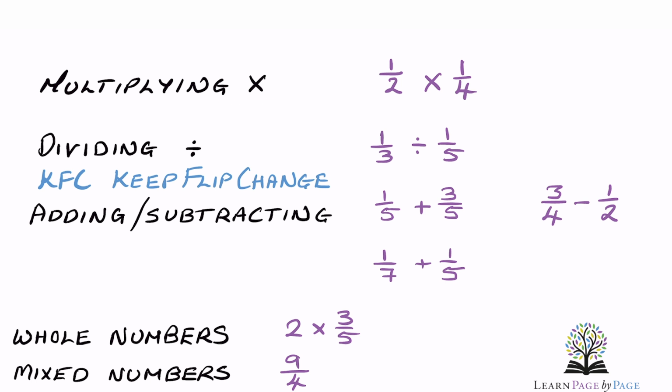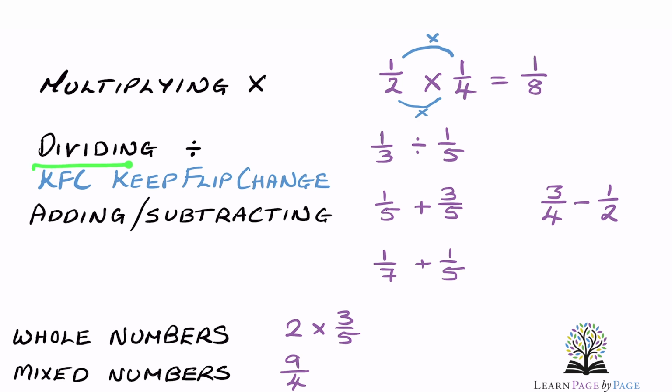One, multiplying. Easiest one of them all. You multiply the numerators and you multiply the denominators separately. You haven't got to change anything. Bizarre that it's the easiest because it's multiplying. You think adding and subtracting would be, wouldn't you? But it's not. Multiplying is your easiest one. So here we have 1 multiplied by 1 is 1. 2 multiplied by 4 is 8.